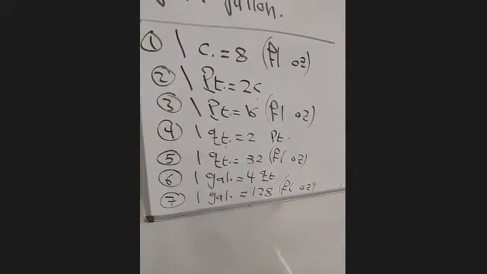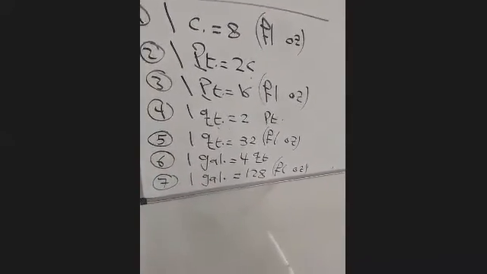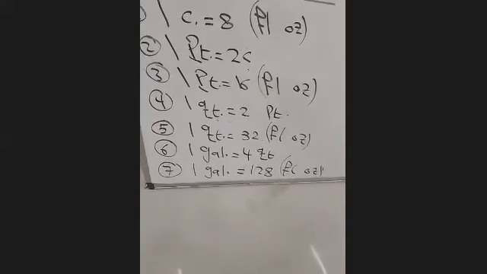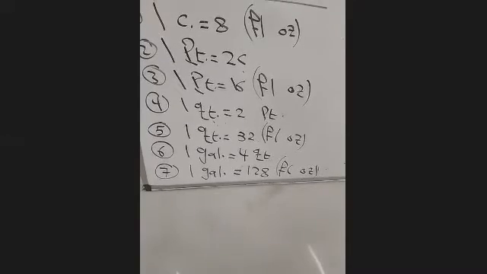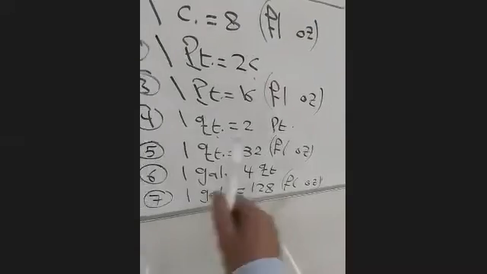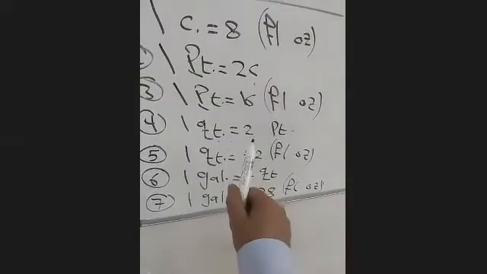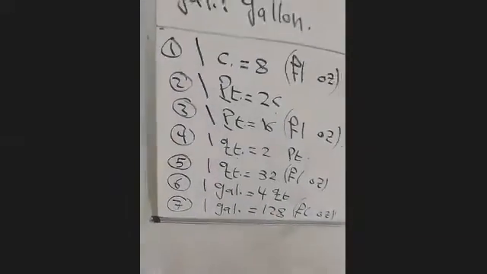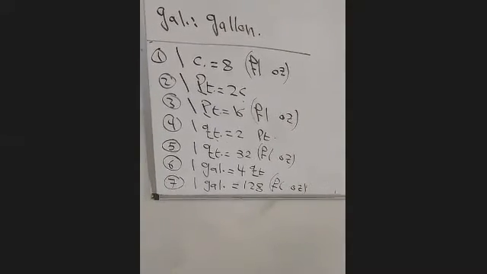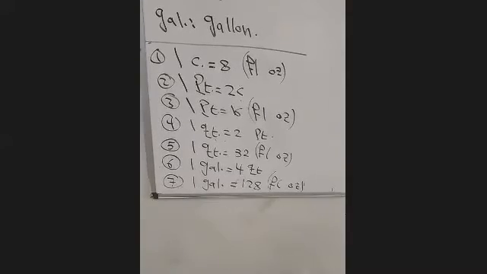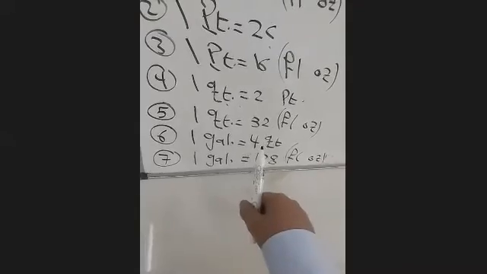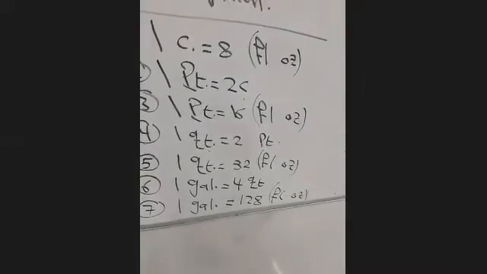Question 3, read. 1 quart equals 2 pints equals 32 fluid ounces. In the book they wrote 1 quart equals 2 pints equals 32 fluid ounces. I make them 2: 1 quart equals 2 pints and 1 quart equals 32 fluid ounces. Last one. 1 gallon equals 4 quarts equals 128 fluid ounces. Also, I make them two formulas: 1 gallon equals 4 quarts and 1 gallon equals 128 fluid ounces.